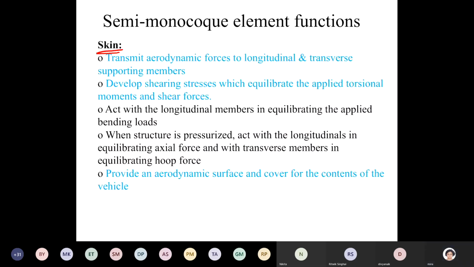As I was saying, if we summarize, every aircraft structure has three components: the skin, the longitudinal member, and the transverse member. We have to keep in mind that different forms of loading are experienced by an aircraft structure. It could be a bending load, it could be a torsional load, it could be a shear load.